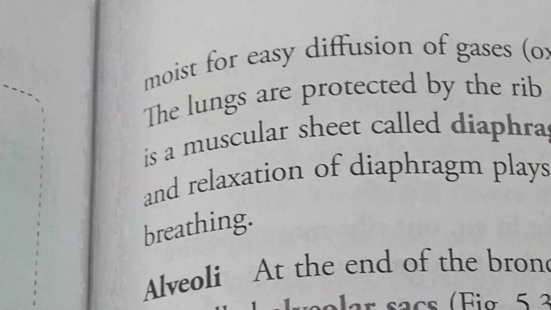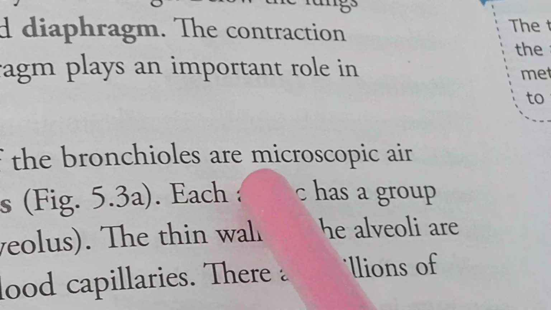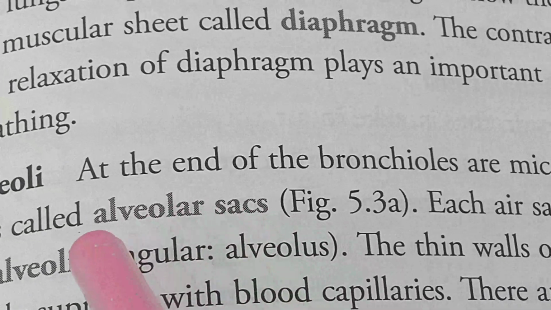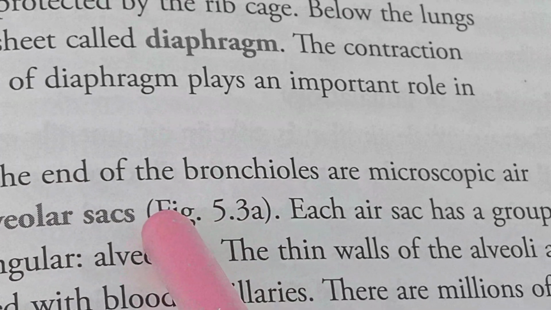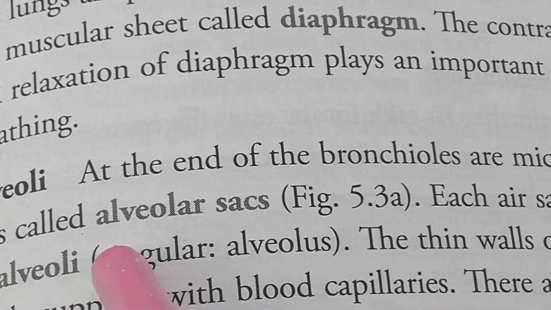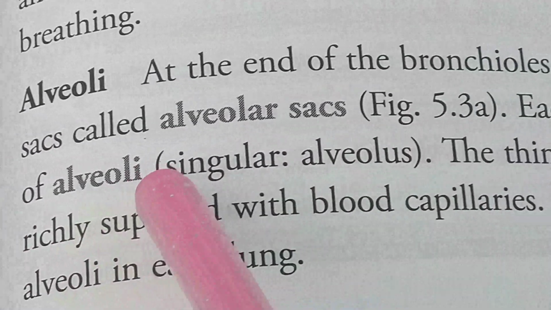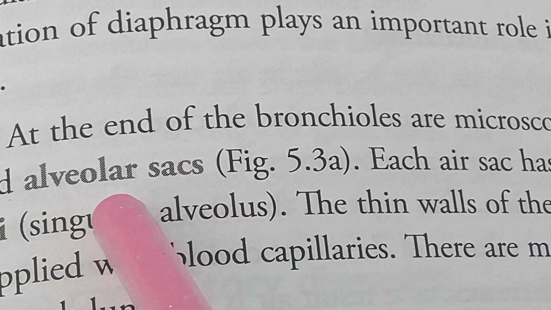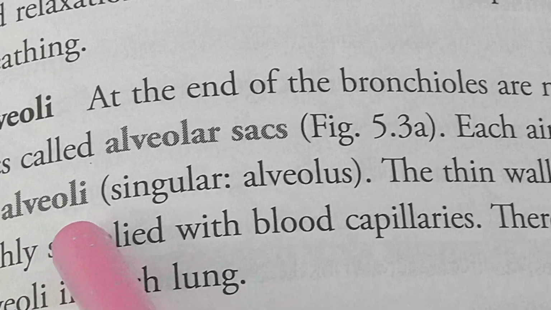Next, alveoli. At the end of the bronchioles are microscopic air sacs called alveolar sacs. At the end of bronchioles खत्म होने के बाद there are microscopic air sacs. इसको हम लोग क्या बोलेंगे, alveolar sac. Each air sac has a group of alveoli. मतलब एक alveolar sac के अंदर बहुत सारा alveoli होता है.